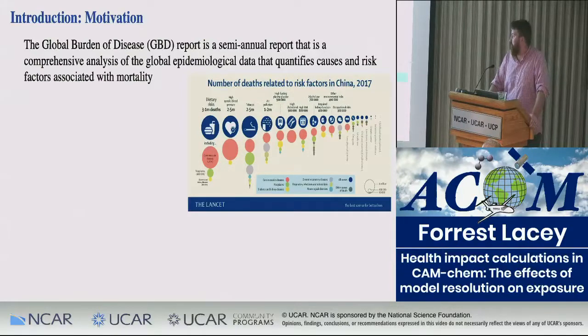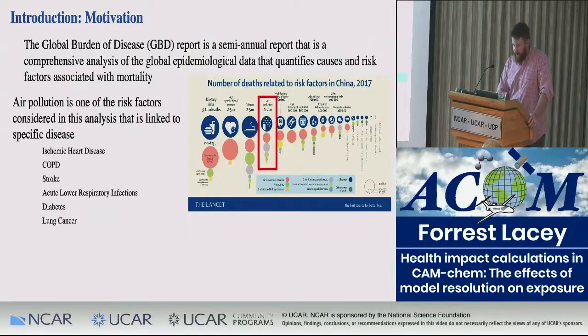So this chart that I'm showing here is from a China-specific version of this report, where they estimated the number of deaths related to specific risk factors and disease outcomes for 2017 in China. And what I want to highlight here is that air pollution is one of the leading causes of death, not only in China, but also globally. And here you can see that in China, it's responsible for around 1.2 million annual premature deaths.